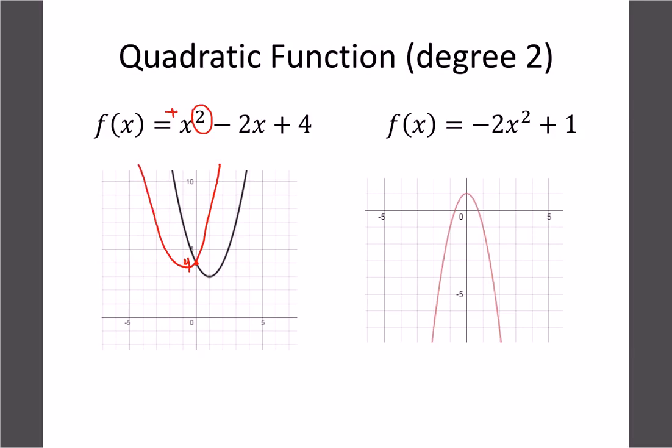Okay. The next one, you can see we still got a quadratic, still degree 2. Our y-intercept is at 1, but now we have a negative out front, so that means it's going to be a downwards U-shape.